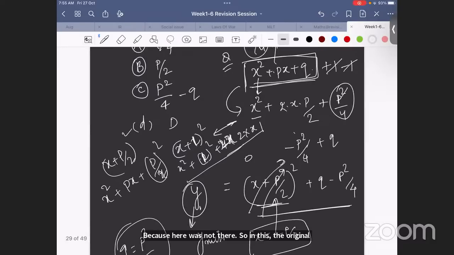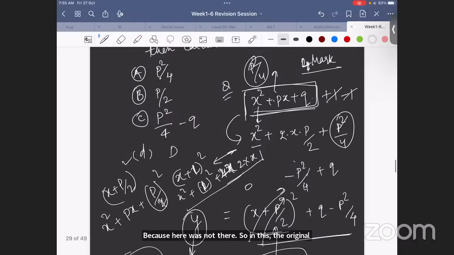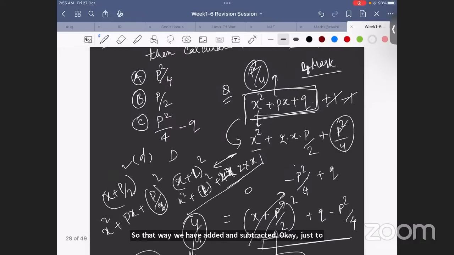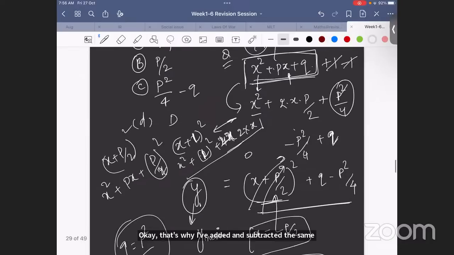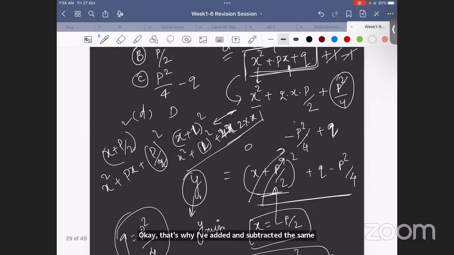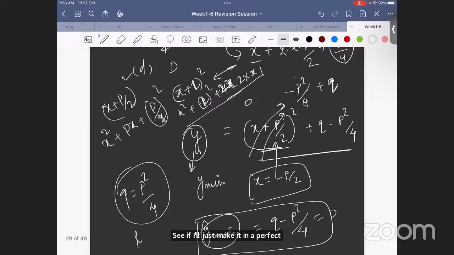Okay, so that whenever we evaluate, or if you want to go back to this stage, I can get the same value. It can't be possible that you are adding something else. That's why I've added and subtracted the same thing. And then the q is already given. So if I make it a perfect square, we are left with x plus p by 2 whole square plus q minus p square by 4. And this is the y value.